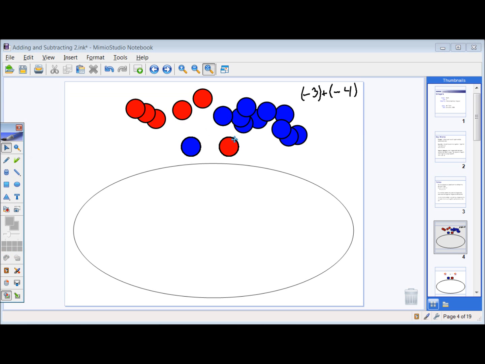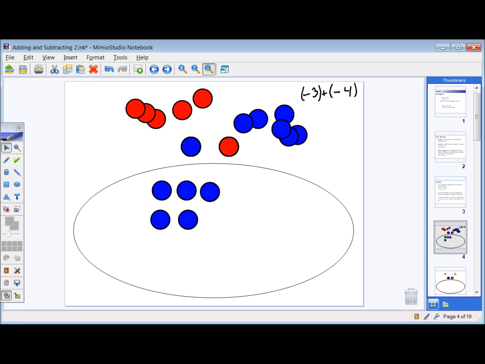Each blue chip represents one negative, so I'm going to start with 3 negatives to represent my negative 3. So 3 blue chips, 1, 2 and 3. And I need 4 blue chips to represent my 4 negatives. So I'm going to do those underneath to show my negative 4. So the top row here is negative 3, and down here is negative 4. I can just add all these up. I have 1, 2, 3, 4, 5, 6, 7 negatives total. So my answer here is negative 7.